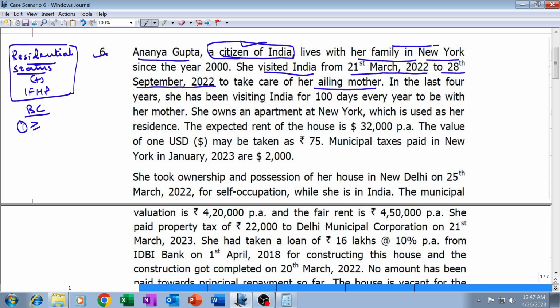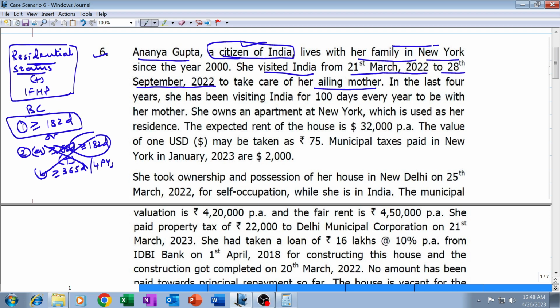She will be resident in India if she is present in India for 182 days or more in the current previous year, or second basic condition part A, she is present in India instead of 60 days, this will be replaced by 182 days. She is present in India for 182 days or more in the current year, plus she is present in India for 365 days or more in the immediately preceding 4 previous years. Simply, second basic condition is not to be checked. If she fulfills first basic condition, she will be resident, otherwise she will be non-resident.